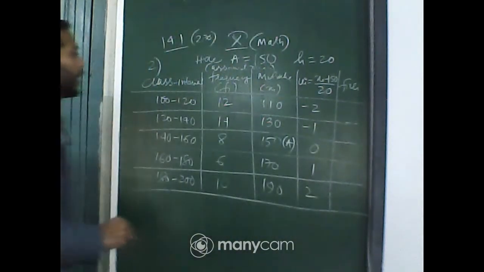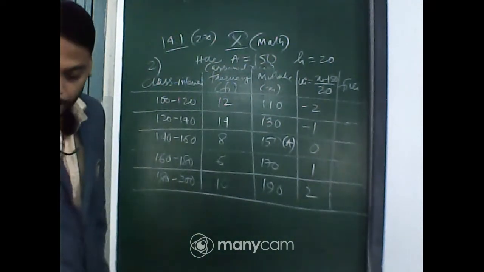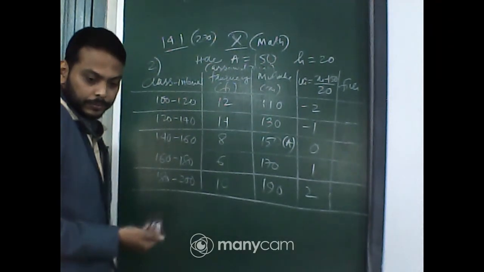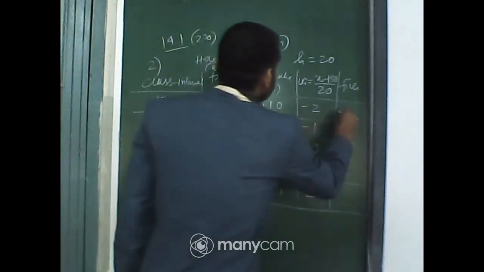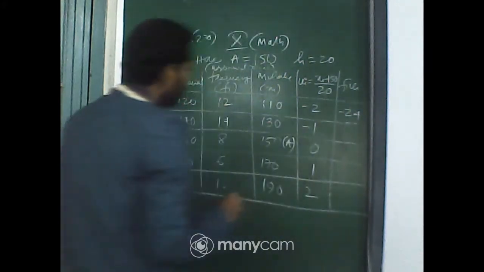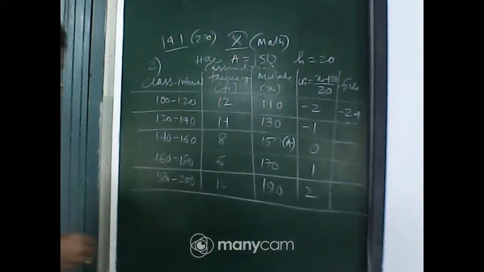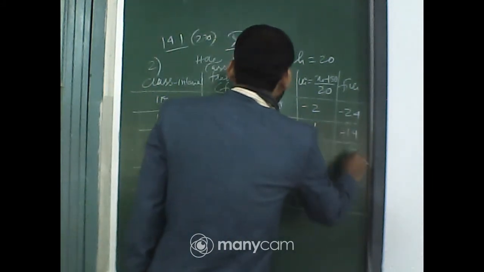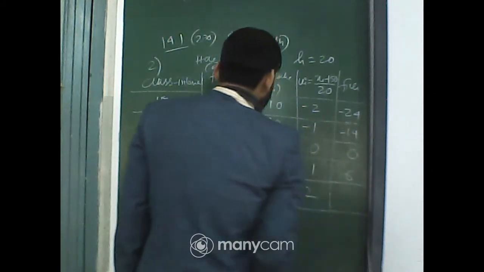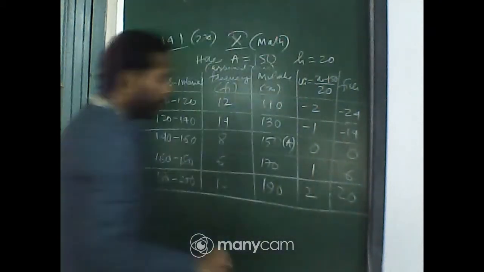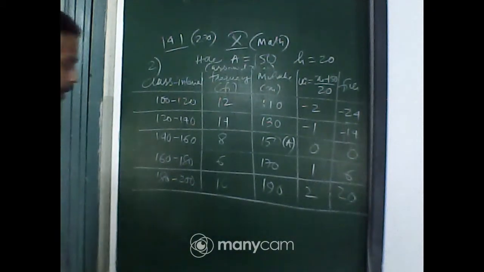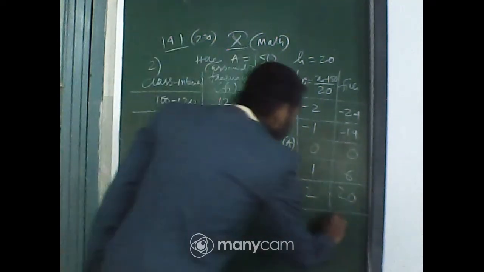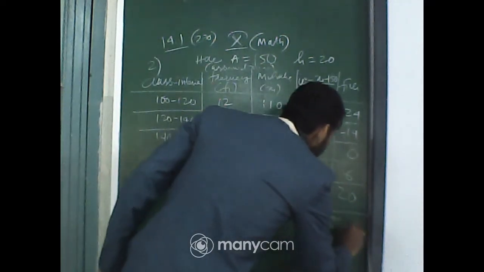Now fiui, corresponding fiui: minus 24, very good. Then the next one, 14 into minus 1, minus 14, yes. Next one, 0, then 6, then 20, isn't it? Now summation fi and summation fiui.